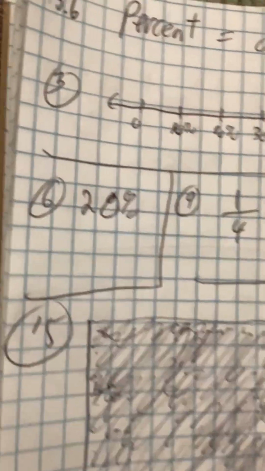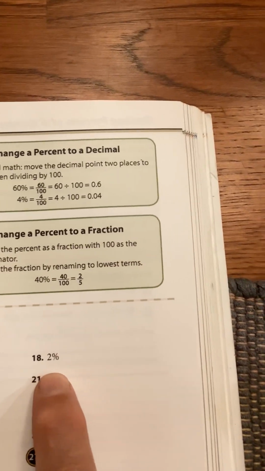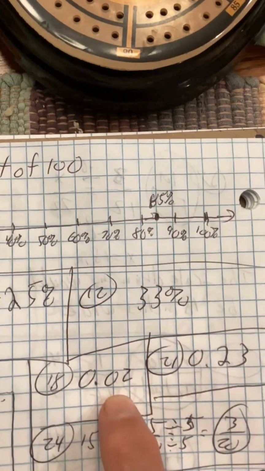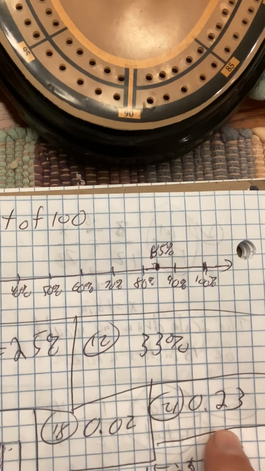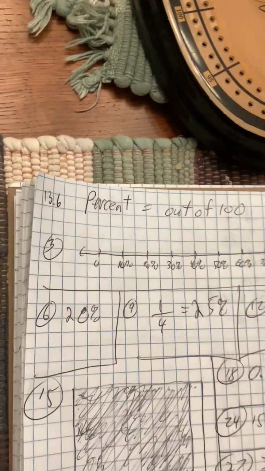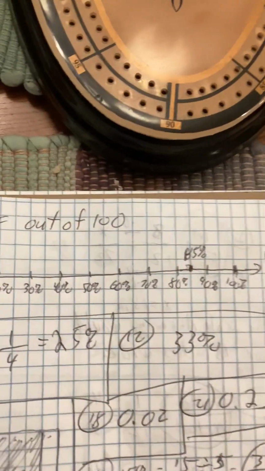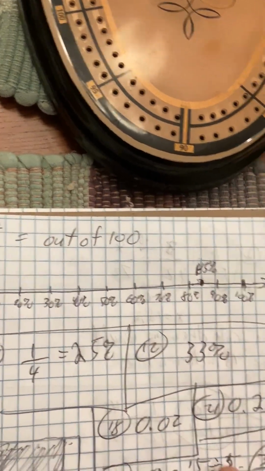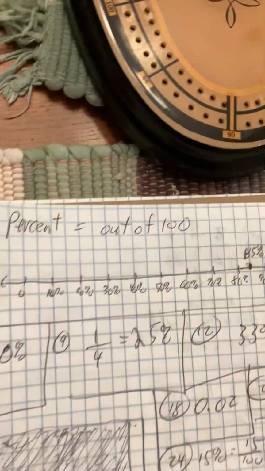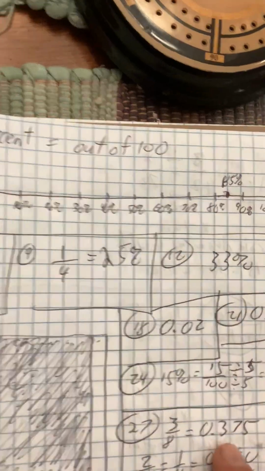So where are we at here? Number 18. 2% is 2 out of 100. 23% is 23 out of 100. Number 24, 15% is 15 out of 100. I can divide both those by 5. That's 3/20. And then 3/8, I just have that memorized.